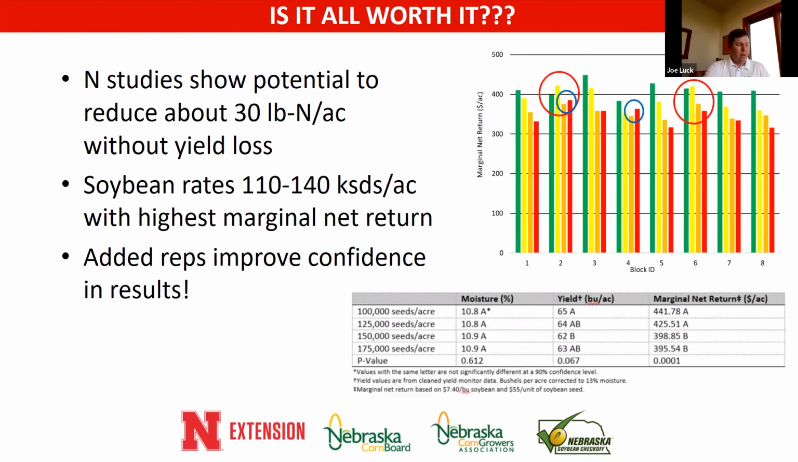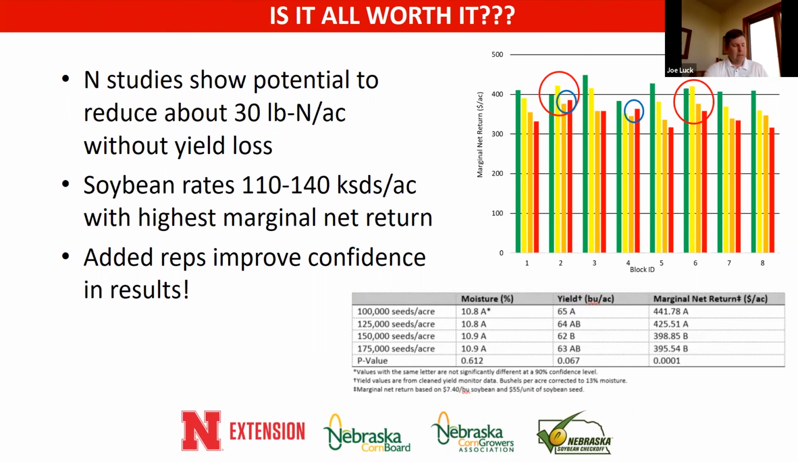And the last thing I would leave you with is, I've gone over a lot of stuff. I didn't want to have a huge presentation here, but is it worth it? And I think it is. There's a lot of services out there that are directing how much money you put into your fields, whether that's fertility or that seeding rate, et cetera.